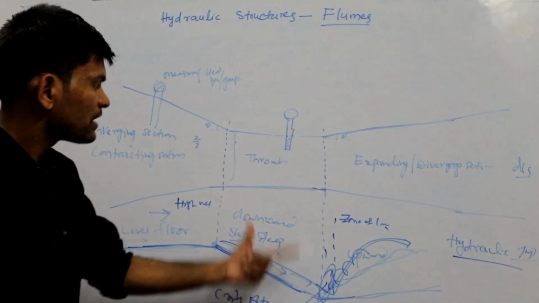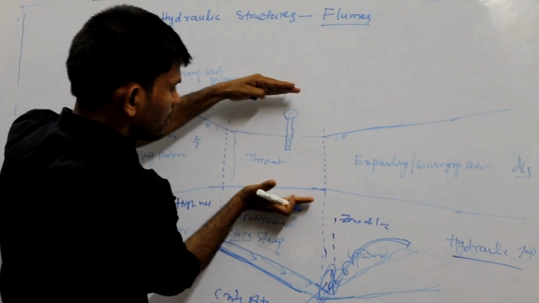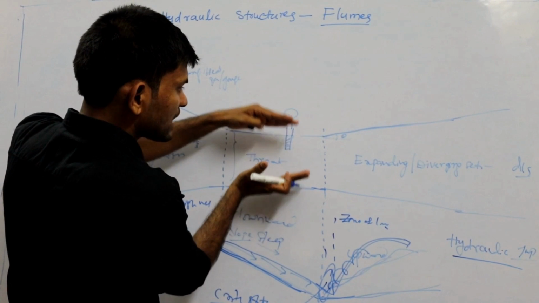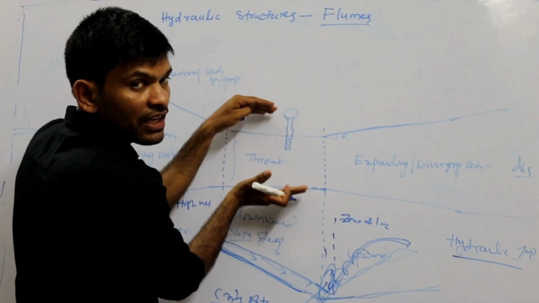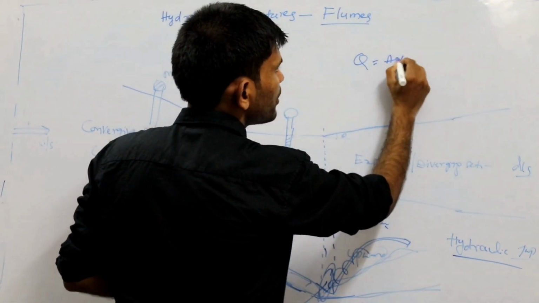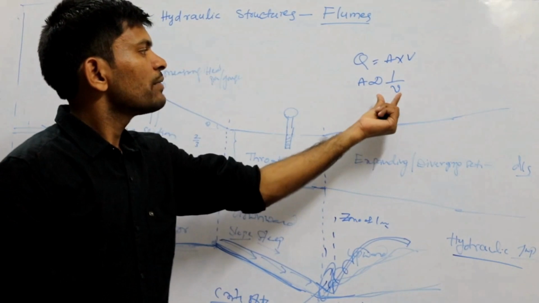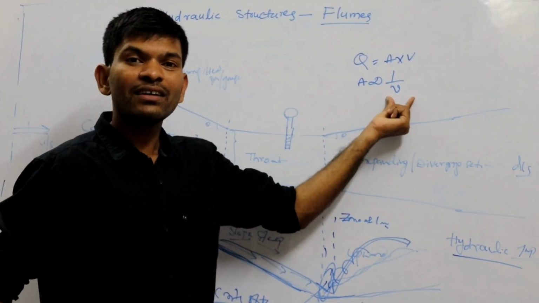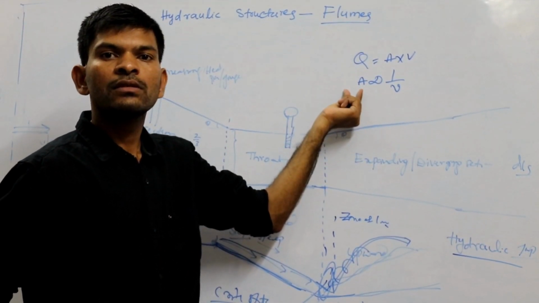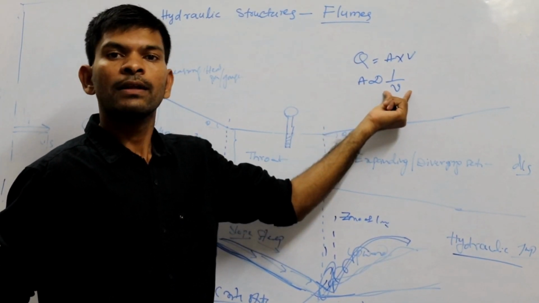Okay, in this concept, the partial flume is working. In this condition, the higher velocity is in this section because the area of this throat section has been reduced. Now area is inversely proportional to velocity. Means when the velocity is higher, the area is less. When area is more, the velocity is less.